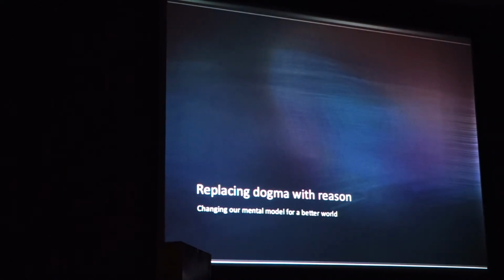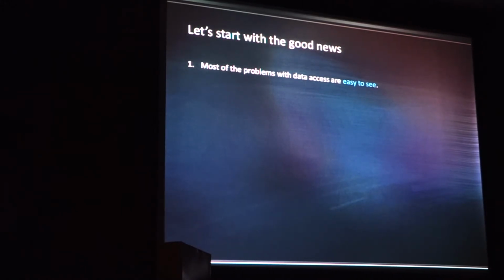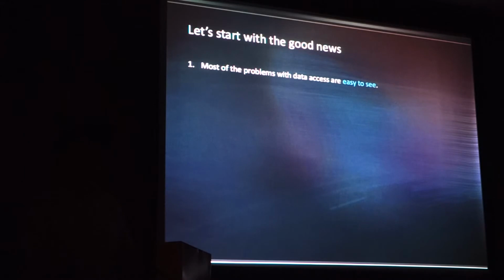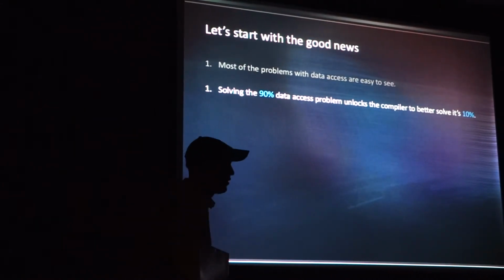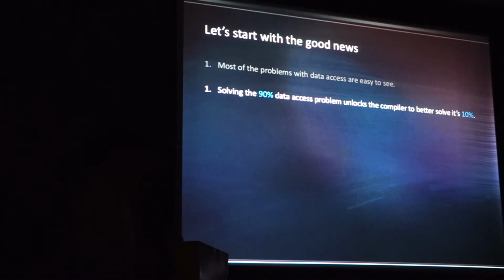So, the finality. We've got to replace dogma with reason, right? We've got to change our mental model here, right? So let's start with the good news. The good news is that most of these problems with data access are pretty easy to see. It's pretty easy to look at an object and be like, oh, what are the data transformations that I care about? What is the most common operation on this piece of data? How often does it happen? What else is brought in with that data transformation? It's easy to see. Number 2, solving the 90% data access problem unlocks the compiler to solve the other 10%. It allows the compiler to actually reason about the other optimizations that it's capable of doing, not to supersede, but to complement our own.